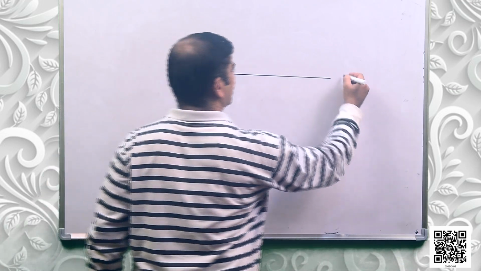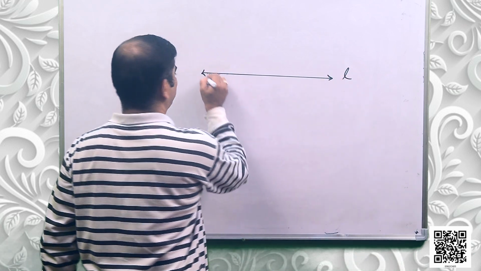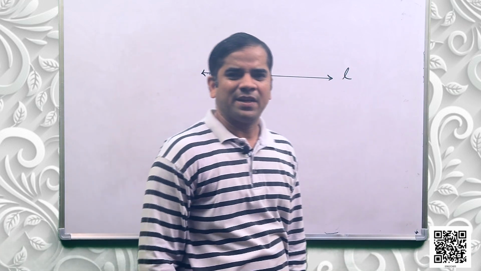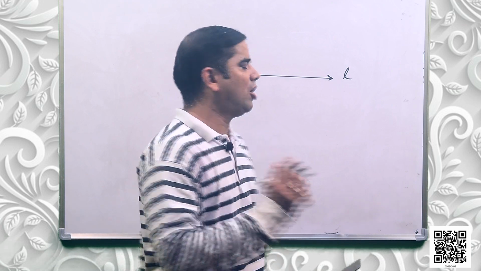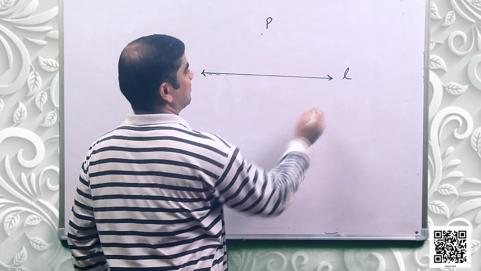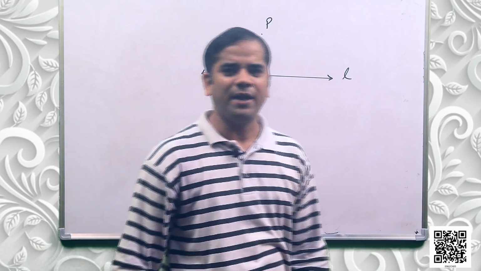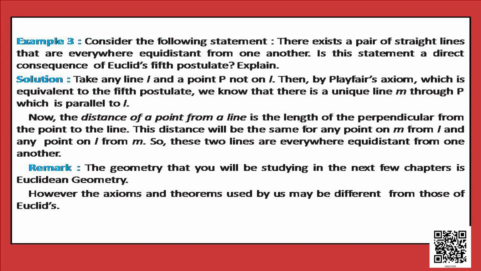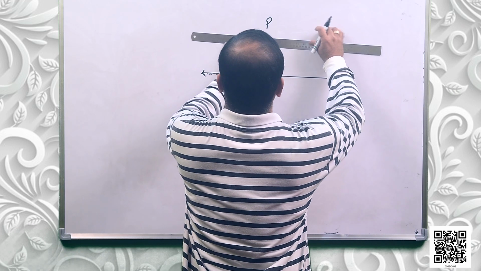Suppose there is a line L and a point P not on L. Then by Playfair's axiom, which is equivalent to the fifth postulate, we know that there is a unique line M through P which is parallel to L.